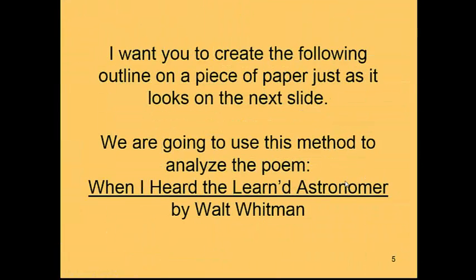So I want you to create the following outline on a piece of paper just as it looks on the next slide. And then we're going to use this method to TPCASTT one of your poems called When I Heard the Learned Astronomer by Walt Whitman. And I think it was one of your Fireside poems. So you will notice that on this handout, you just need to create a column that has title, paraphrase, connotation, attitude, shifts, title, and theme, and then leave plenty of space on the right so that you can fill this in as we go along.